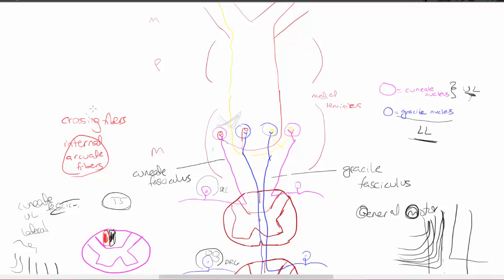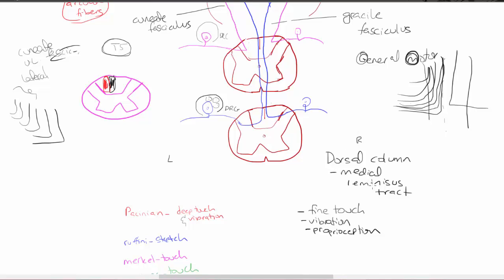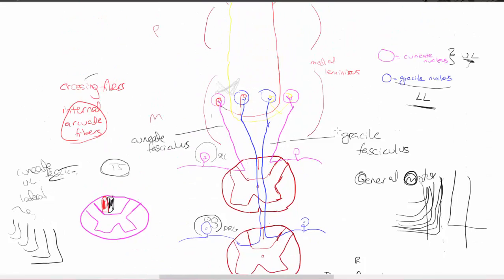And crossing is referred to as decussation. So these decussating fibers are your internal arcuate fibers, and once they've crossed, they are now referred to as the medial lemniscus. That's why this is called the dorsal column medial lemniscus tract, right? It's also called the posterior column medial lemniscus tract because it's on the posterior part of the spinal cord.